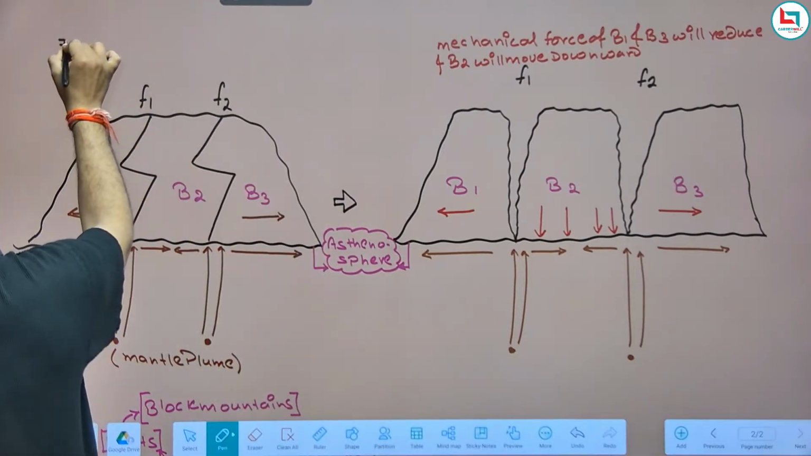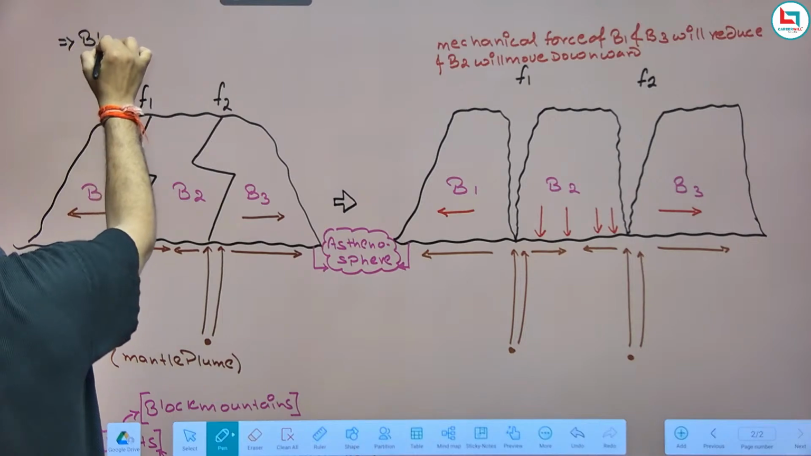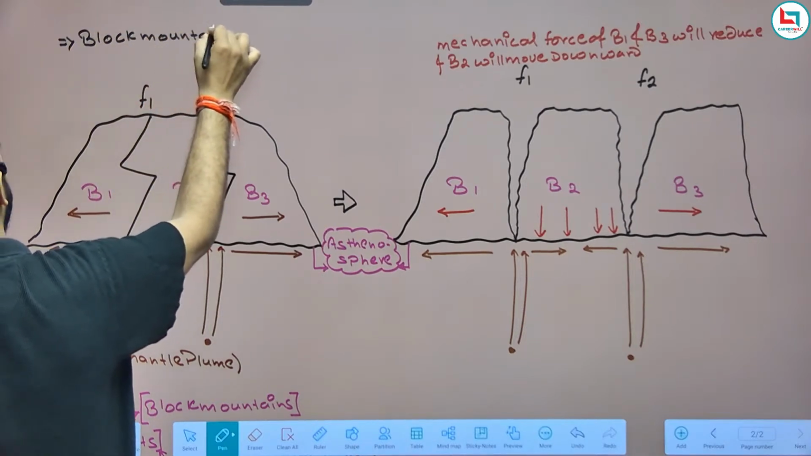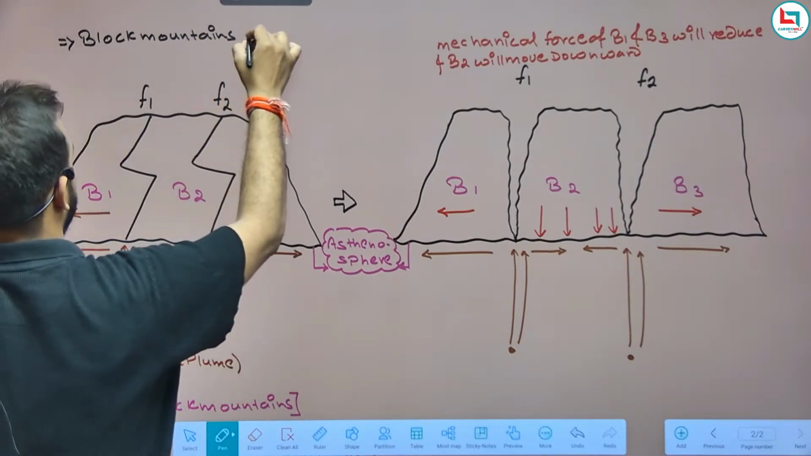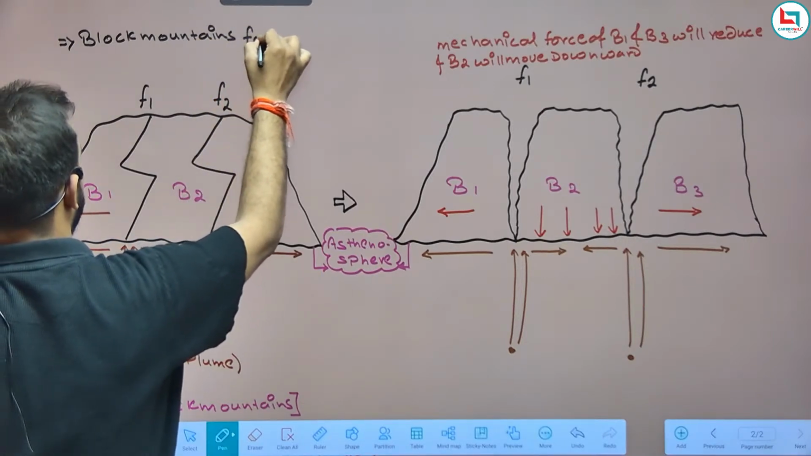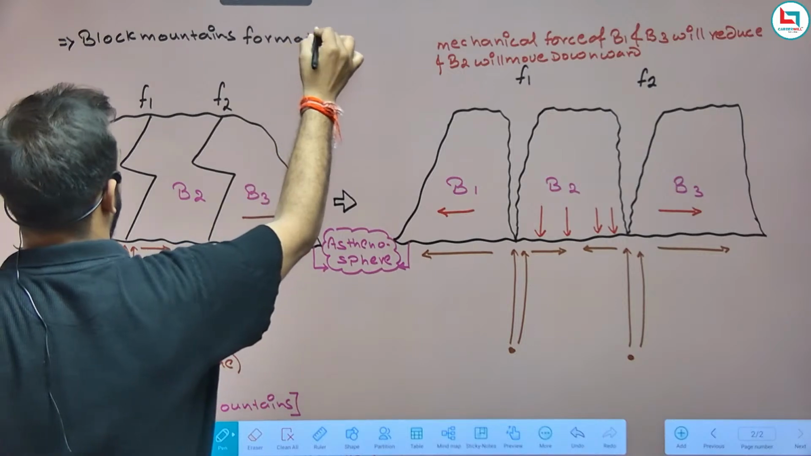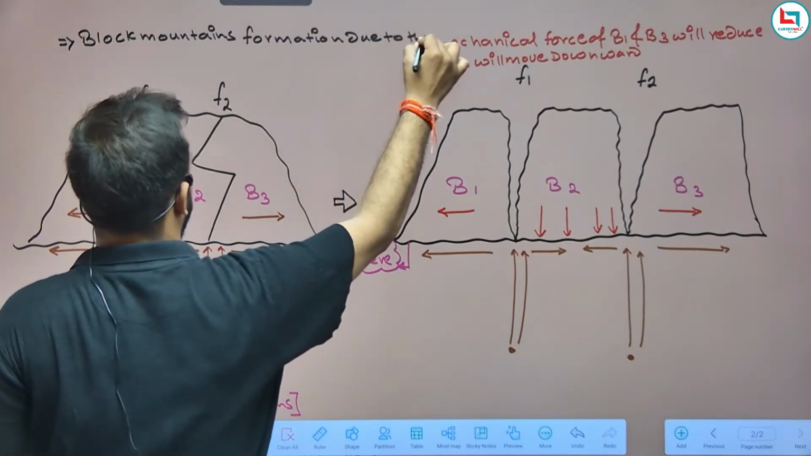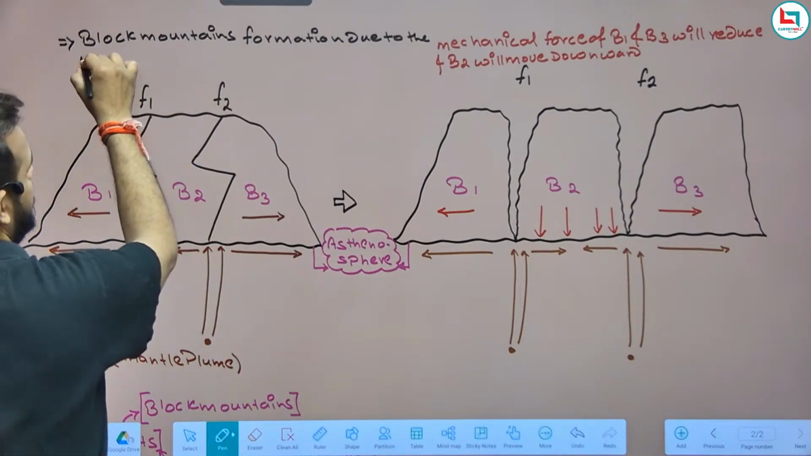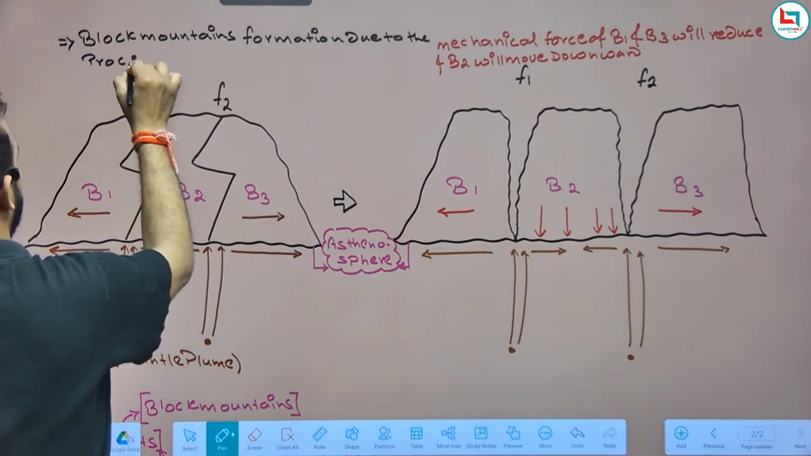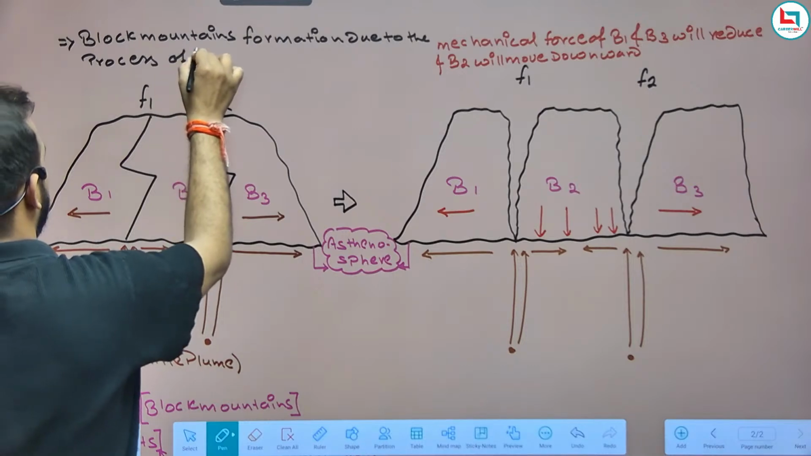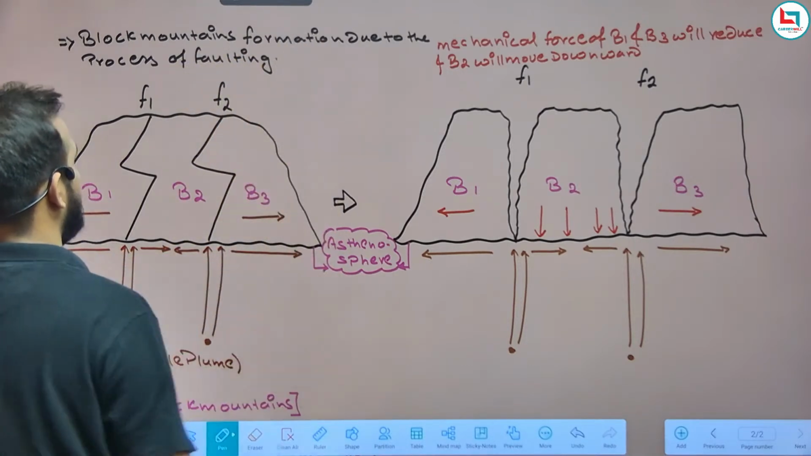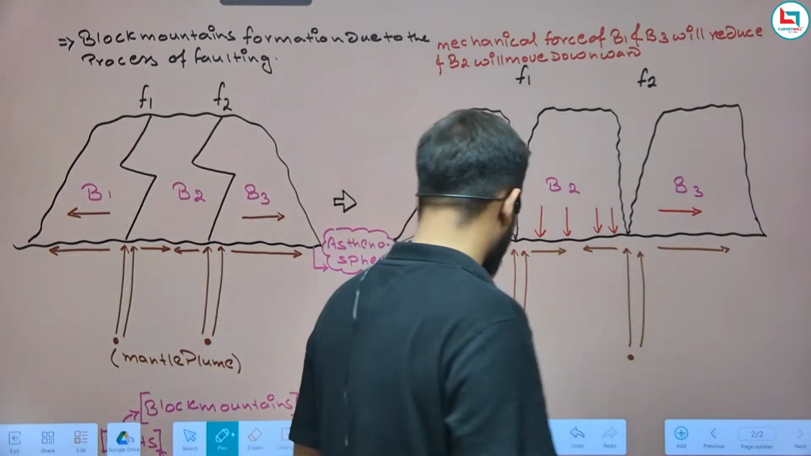So, this is the process of block mountain formation due to the process of faulting. Remember this thing. This is the process of faulting.